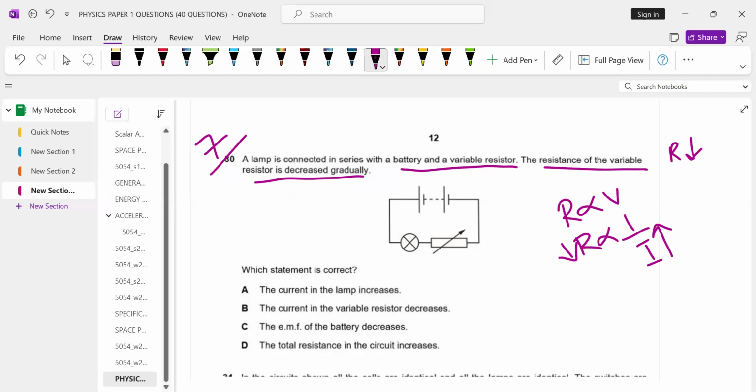Option A says the current in the lamp increases. Yes, this option is correct, but you can read the remaining three options. The current in the variable resistor decreases. No. The resistance is decreasing, so the current would be increasing because they have an inverse relationship. The EMF of the battery decreases. No. The total resistance in the circuit increases. No. So option A is correct for question number 7.